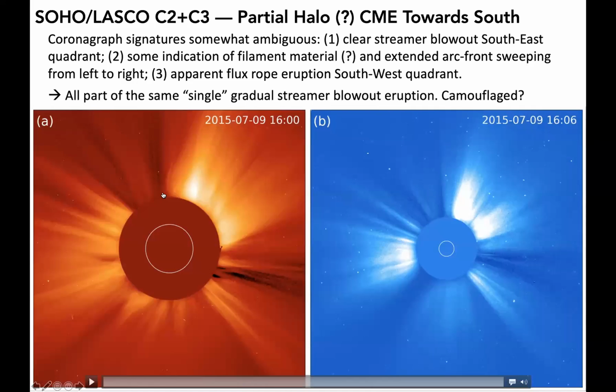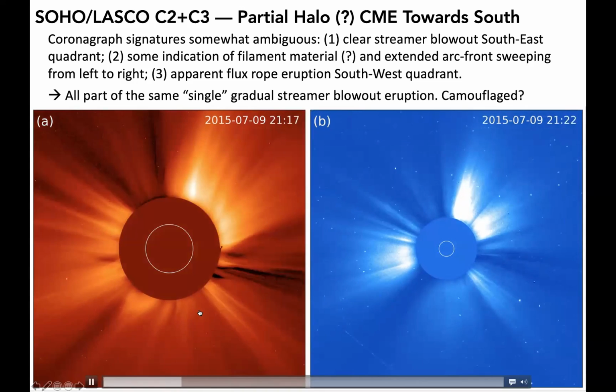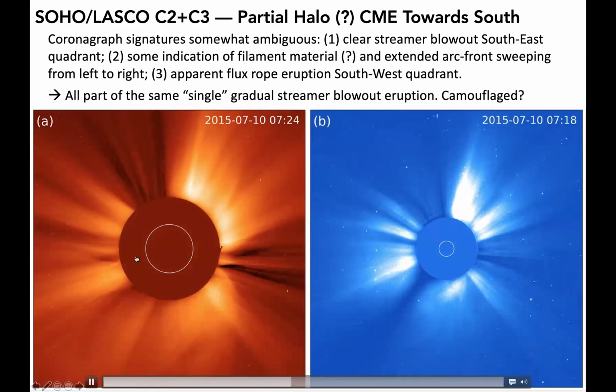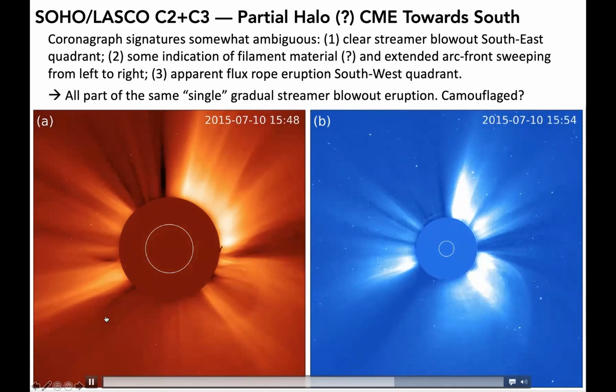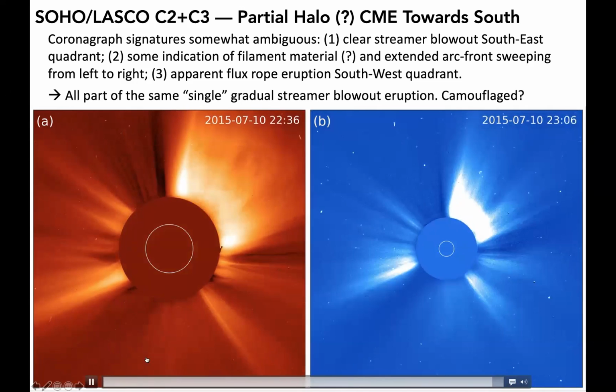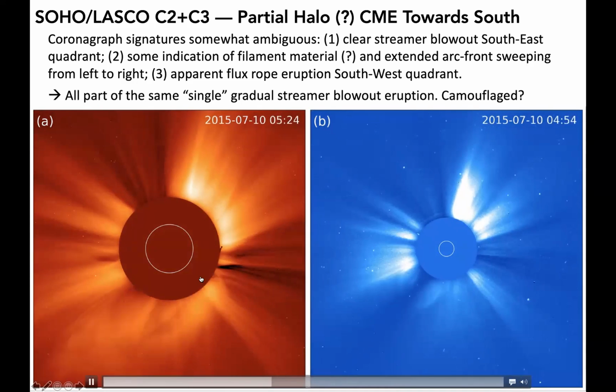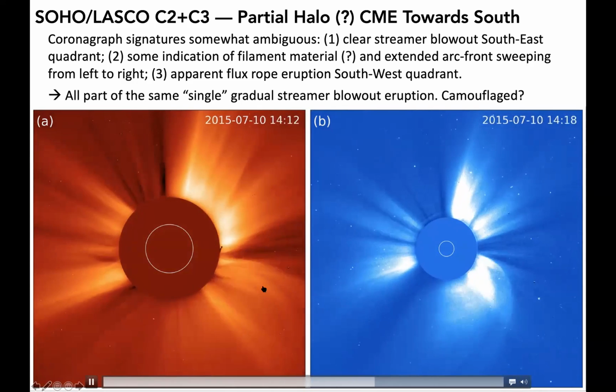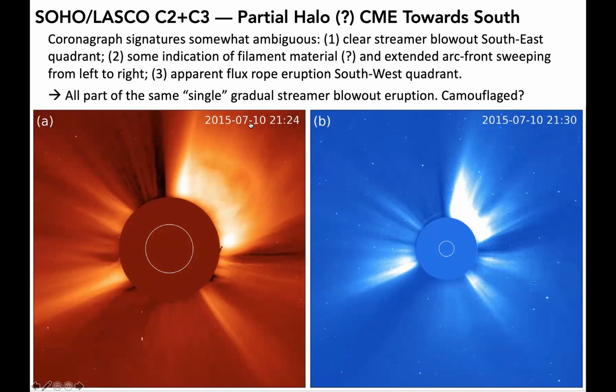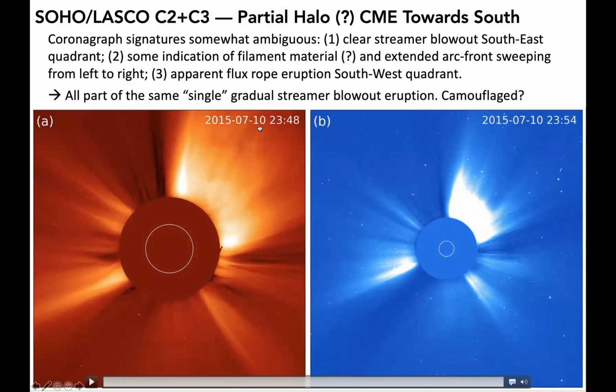Okay, so here is that event in white light coronagraph data. What you'll see, this is C2 and C3, is the initial eruption here on the east limb. Then this kind of funny arcing stuff that sweeps from east to west. And then a secondary kind of eruption here on the west limb. And you'll notice, okay, this is a slow eruption.